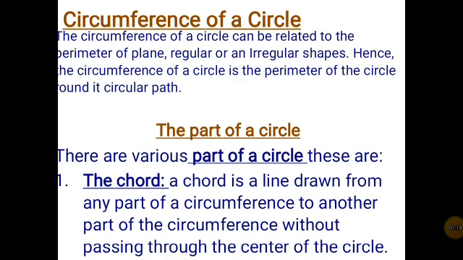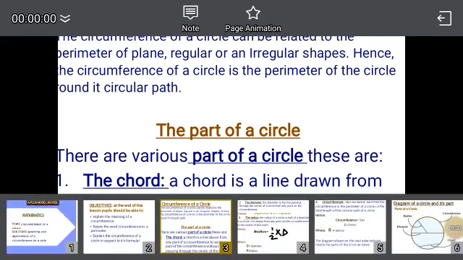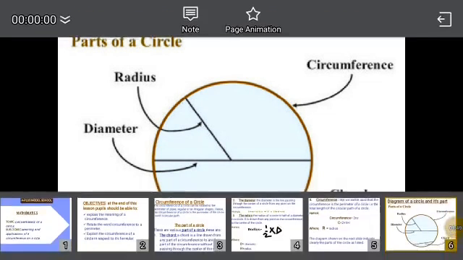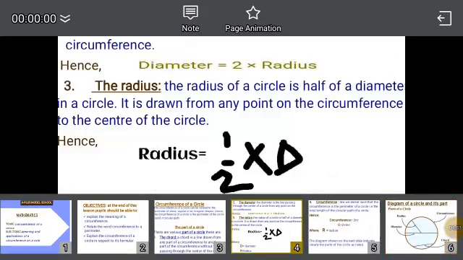The first one is the chord. A chord is a line drawn from any part of a circumference to another part of the circumference without passing through the center of the cycle. I will explain this with this diagram. You can see the chord. The chord is drawn from one point on the circumference to another point of the circumference without passing through the center of the cycle. That is what that explanation is saying. Now let's go back to our explanation.